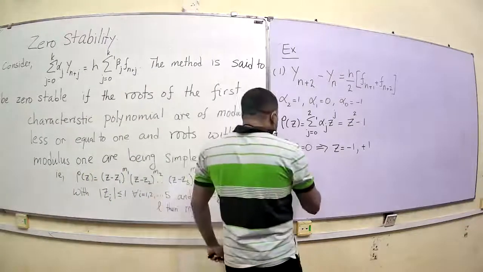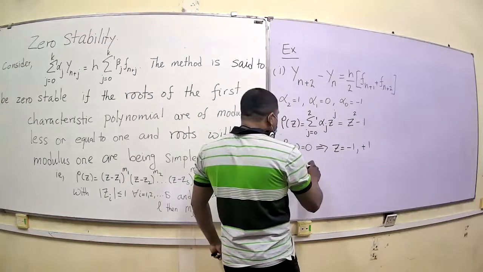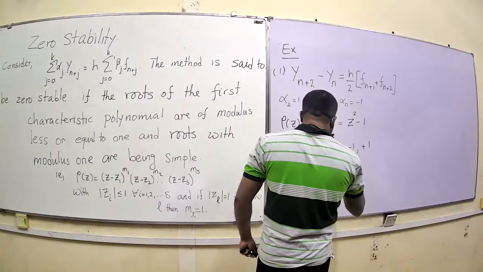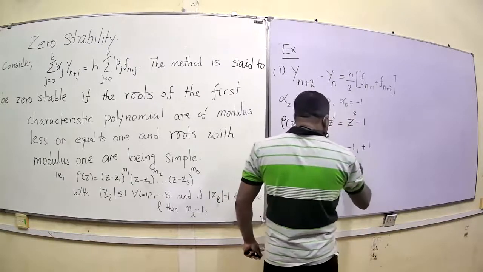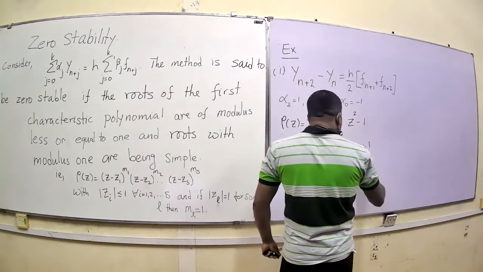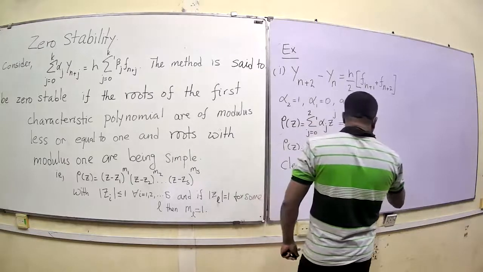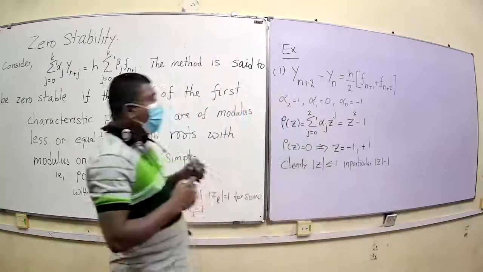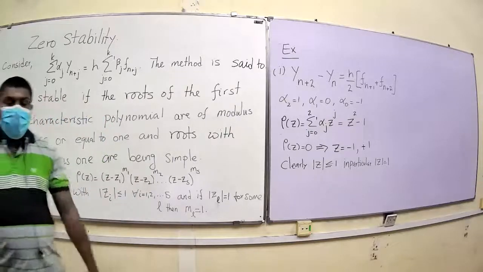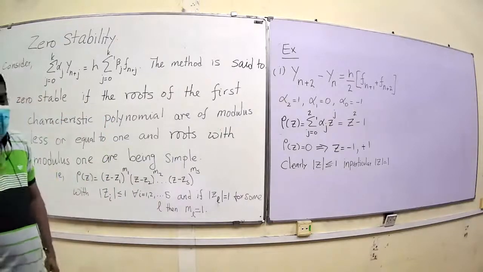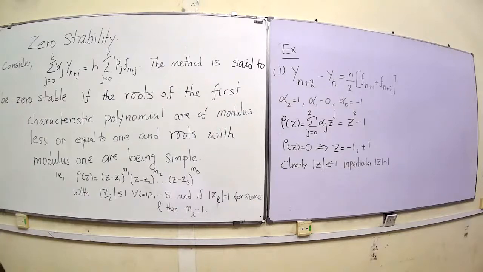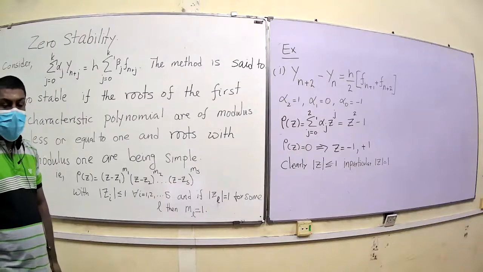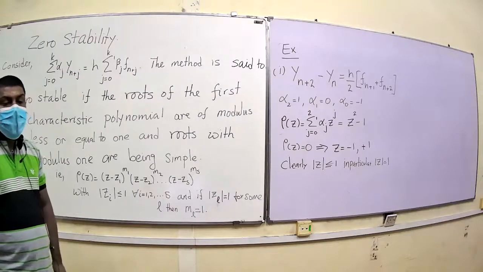So clearly less or equal to 1. So in particular, in both cases, both of them have absolute value equal to 1. So clearly all of them are less or equal to 1. So the first condition is okay. Now you check whether there is anything equal to 1. Yes, both of them are equal to 1.